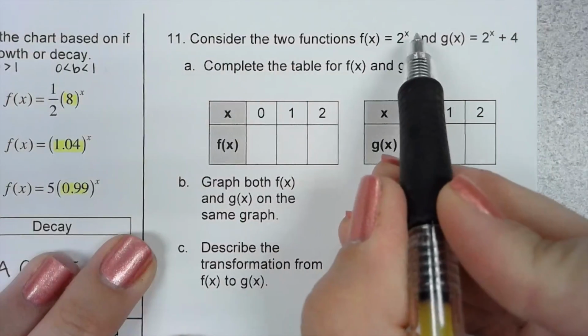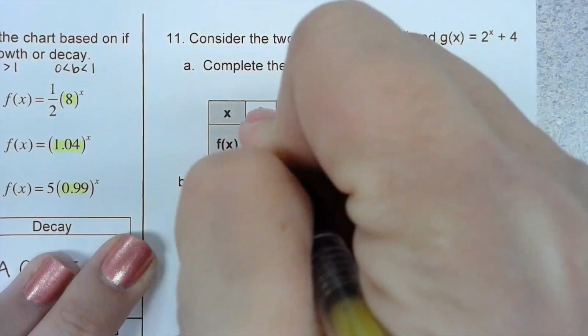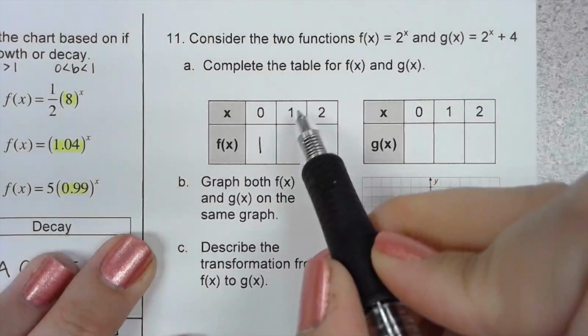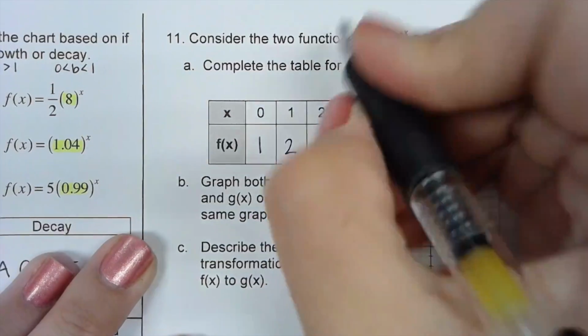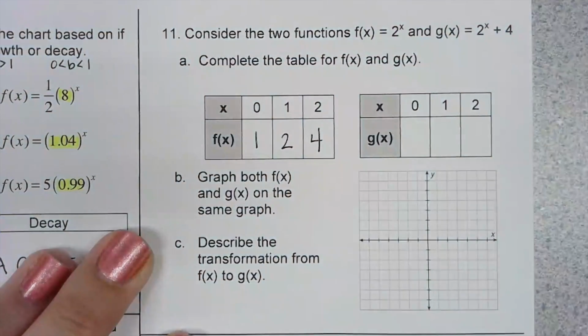So when I plug in a 0, 2 to the 0 power is equal to 1. Anything to the 0 power is equal to 1. 2 to the first power is equal to 2. And then 2 to the second power is equal to 4. So those would be my values for my first one.